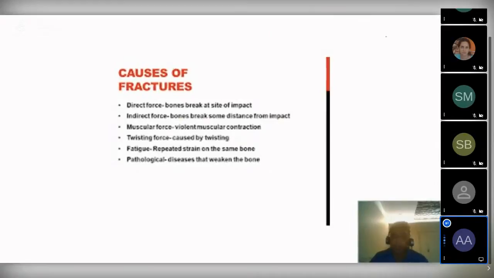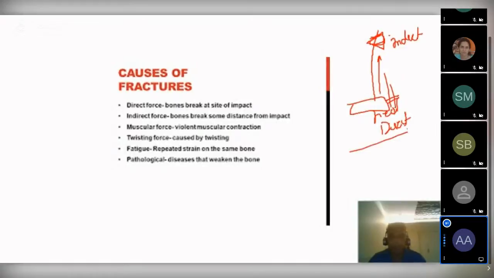Similarly, if a person falls, either suicidal or accidental, from a height, he lands on the heel. If there is a heel fracture, it is a direct fracture. But if there is a vertebral fracture also, look at this, the weight is transferred like this, isn't it? There can be a vertebral compression fracture. It is again because of the indirect force. Heel fracture is because of the direct force. Am I clear in this?